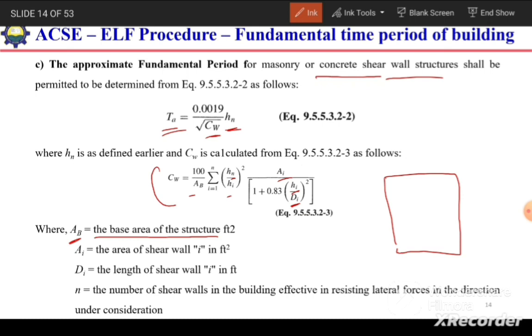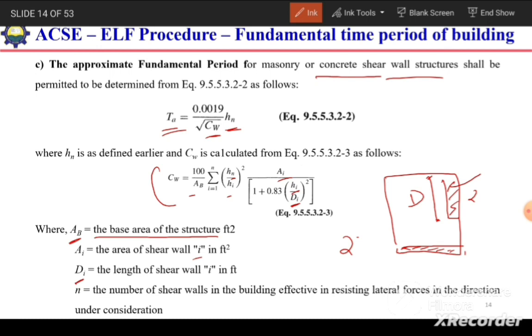Ai is the area of shear wall. For example, we have shear wall over here. So shear wall 1 and shear wall 2. So the area of ith shear wall, first shear wall or second shear wall. Similarly, Di is the length of the shear wall. So Ai is the area of the shear wall and D is length of shear wall. Similarly, N is the number of shear walls in the buildings. For example, there are 2 shear walls, so N will be equal to 2.